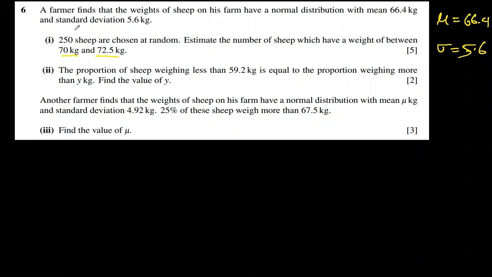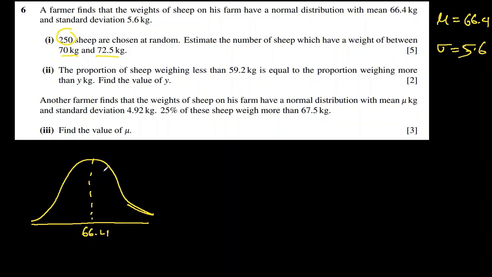Okay, so since there are 250 sheep, we will find the probability first and then we'll multiply that by 250. So let's draw a normal distribution for ourselves first. That's the mean, which is 66.4, and we want between 70, which is more than this, and 72.5, which is also more than this. So we want this area under the curve. This one is 70 and this one is 72.5 kg.